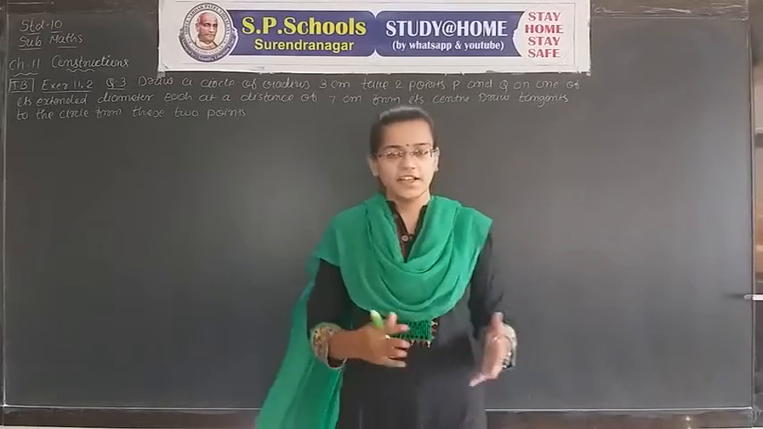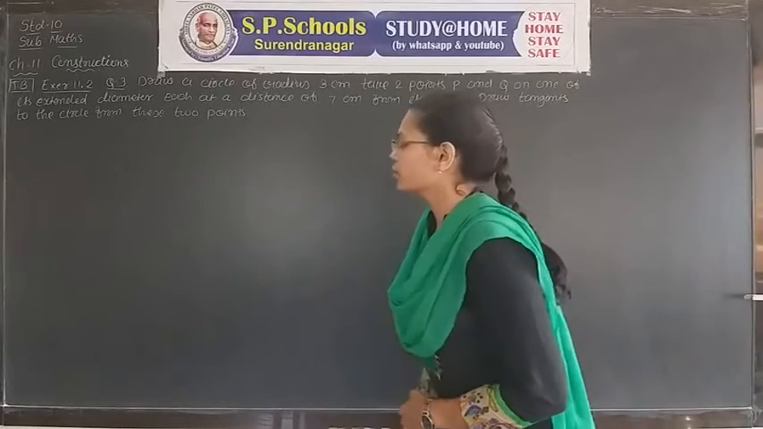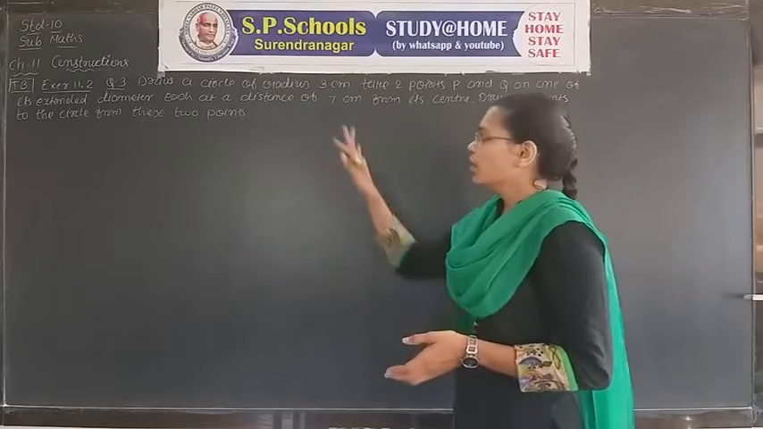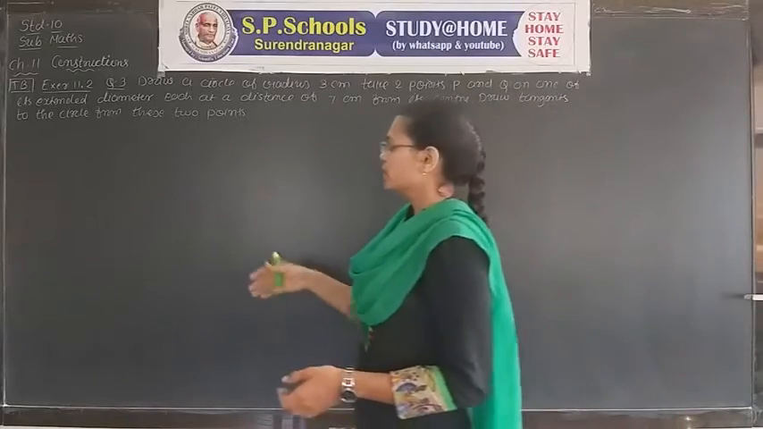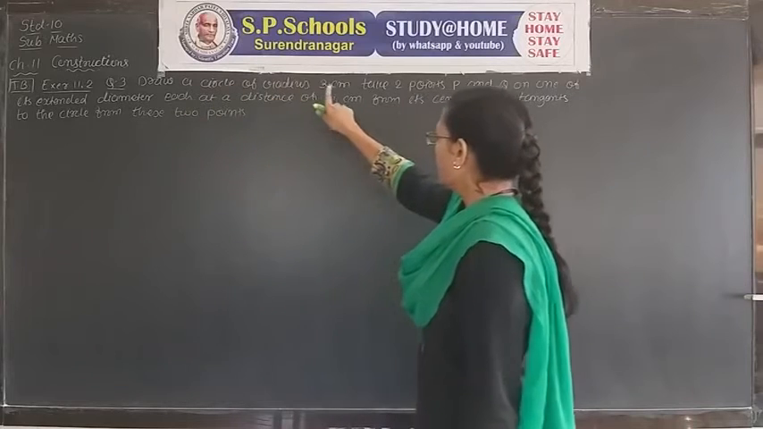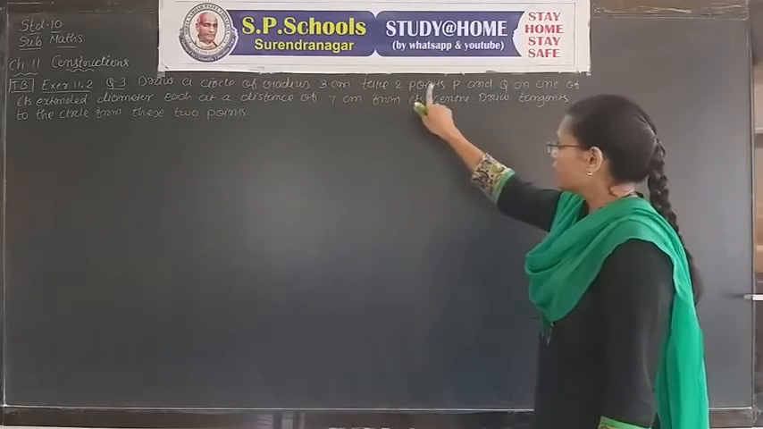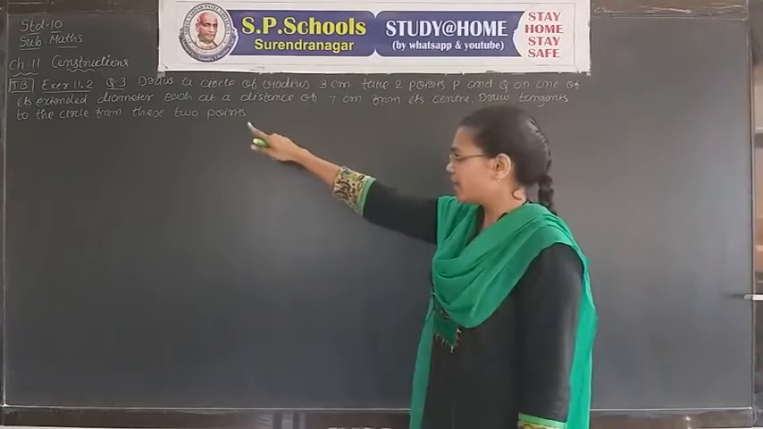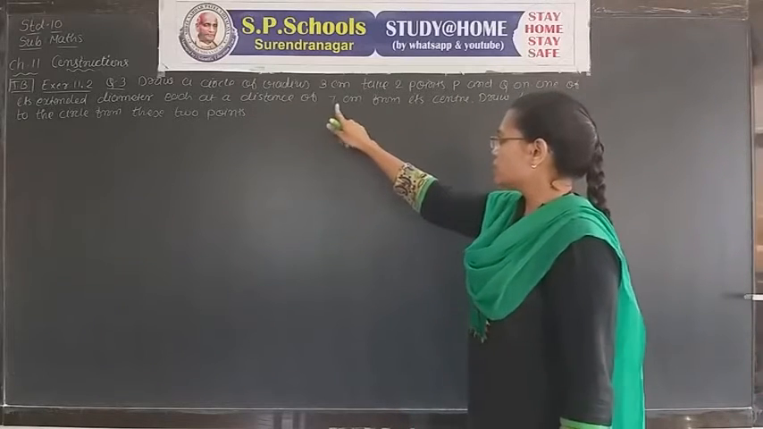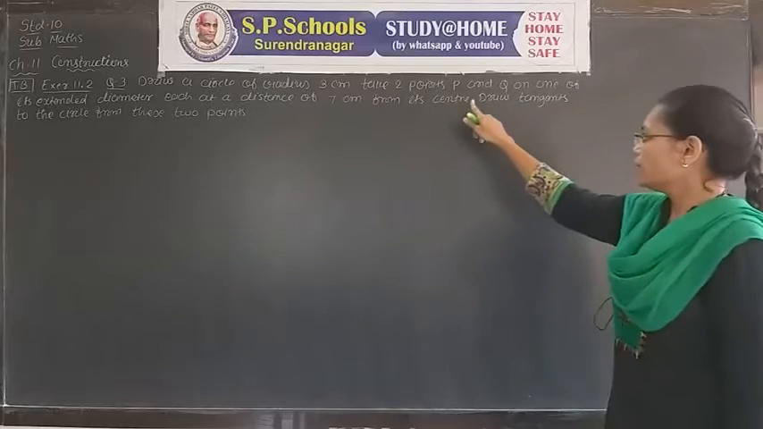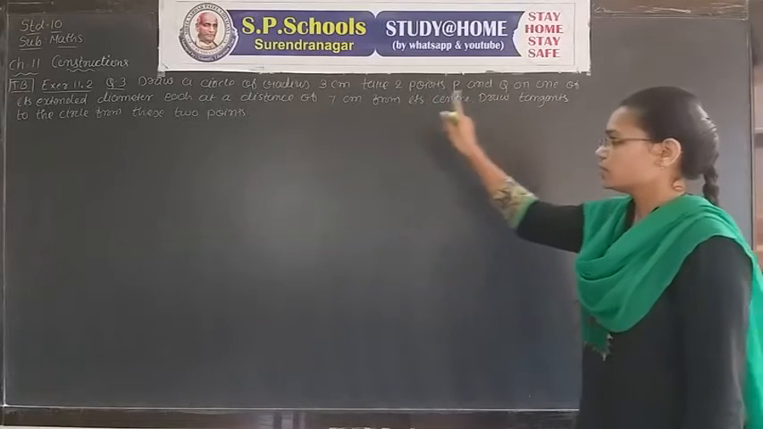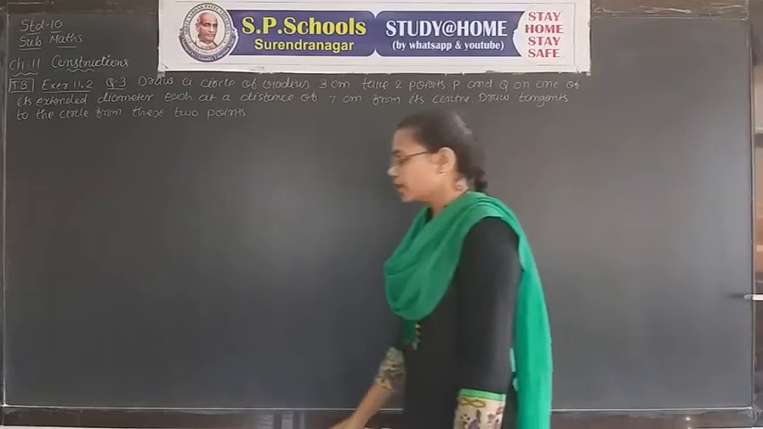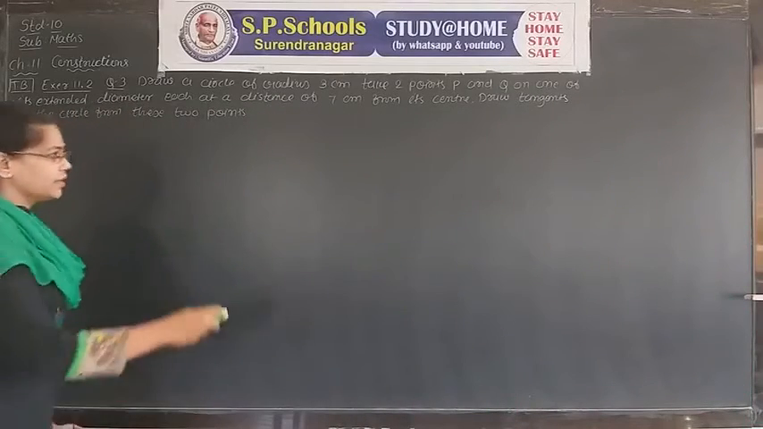Hello students, now we discuss question number 3 from our exercise 11.2. New construction: draw a circle of radius 3 cm. Take 2 points P and Q on one of its extended diameter, each at a distance of 7 cm from its center. Draw tangents to the circle from these 2 points. First of all, we have to write here the given and to construct.